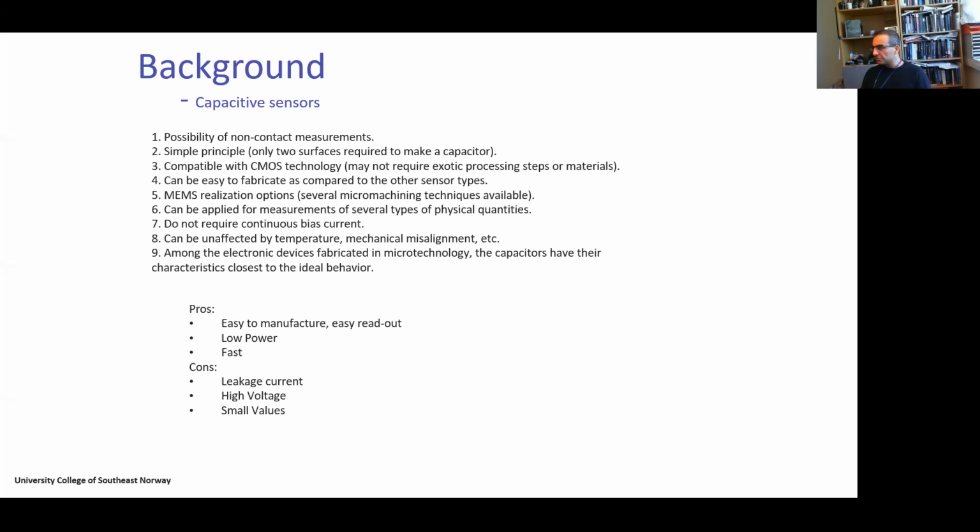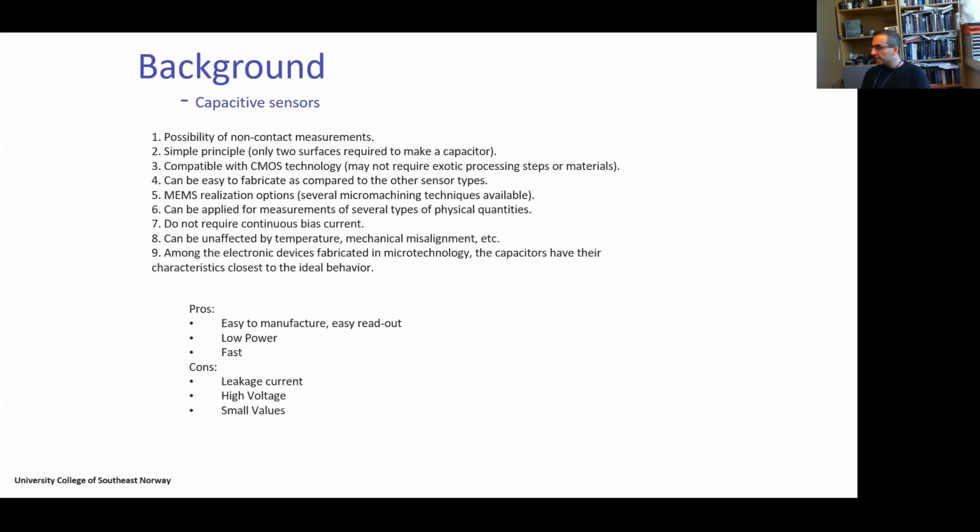And then they do not require continuous bias current. I will come back to that. They can be unaffected by temperature, because if you have two plates at a given distance, temperature changes won't affect them as much as, for example, a resistive sensor, which could act as a temperature sensor, because it's resistive and really susceptible to changes in temperature.